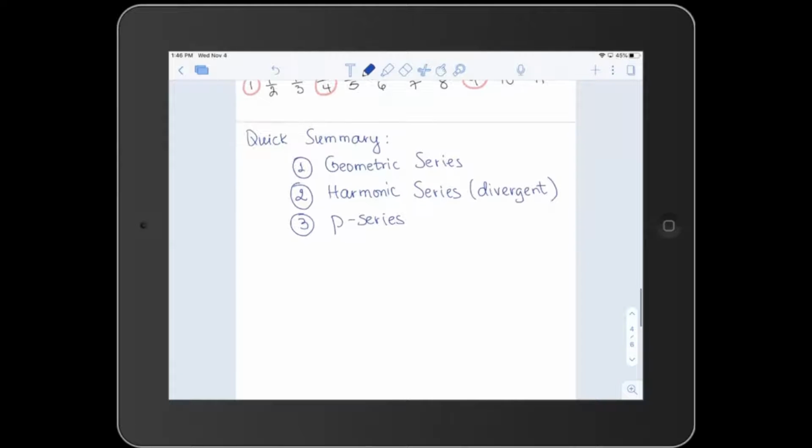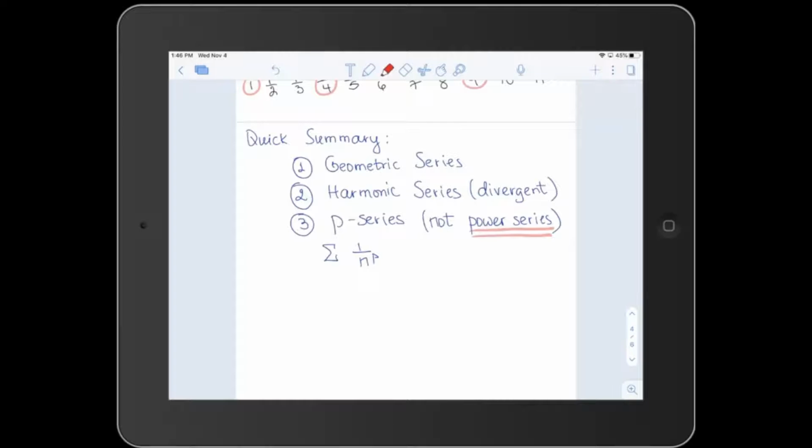What are P-series? P-series look of the form 1 over n to the P. Not power series. Let me make sure we understand this is not power series, because power series is already reserved for something that we will discuss in the last chapter of the class. Power series is something different.